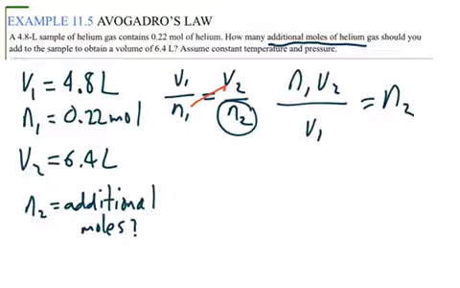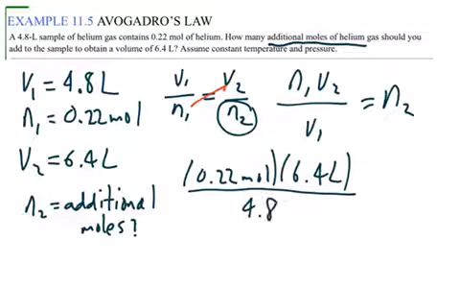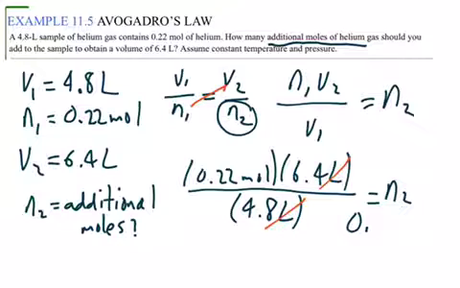Okay, so when you plug this into the equation, you get 0.22 moles times V2, which would be 6.4 liters, final volume, over 4.8 liters. And what's going to happen here is the liters will cancel. This will give us the final moles. And the answer we get is 0.29. Now, normally this would be the answer to a problem.